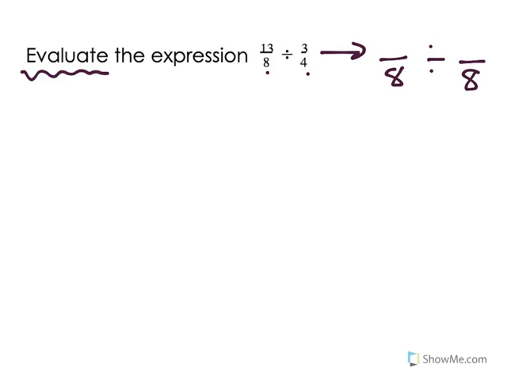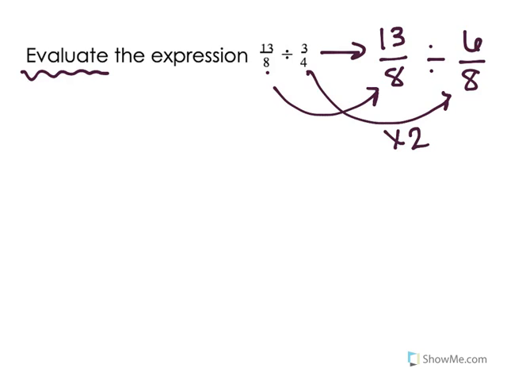I know that 13/8, I'm keeping that same denominator, so it stays 13/8. And then to go from fourths to eighths, I am multiplying by 2. Whatever I do to the denominator, I need to do to the numerator, so this becomes 6/8.